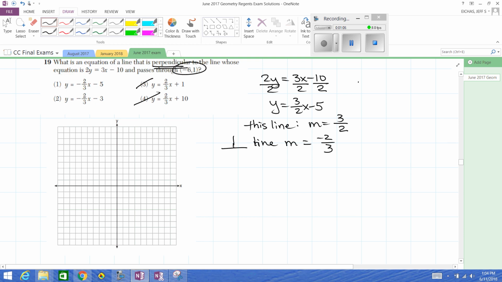Now it's also got to pass through the point -6, 1. We could use point slope or a graph, which is what I would do in this case. And then apply the slope down 2, right 3. Okay, and we run into the y-intercept of -3 down here. So the new equation should be y = -2/3 x minus 3. Okay. You could have used point slope, or you could have plugged -6, 1 in here and figured out which one of these two worked, but it should be choice 2. Okay.